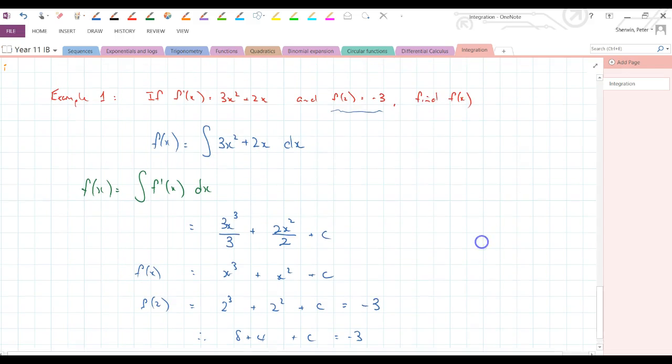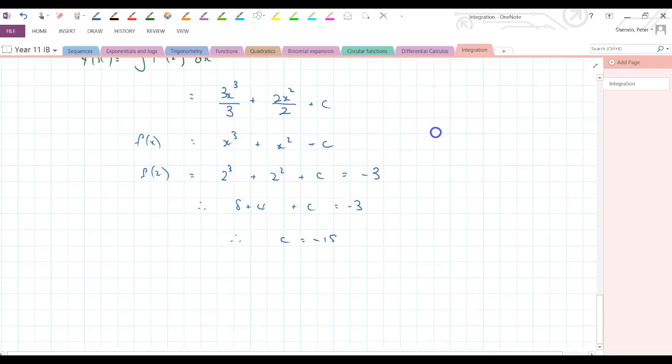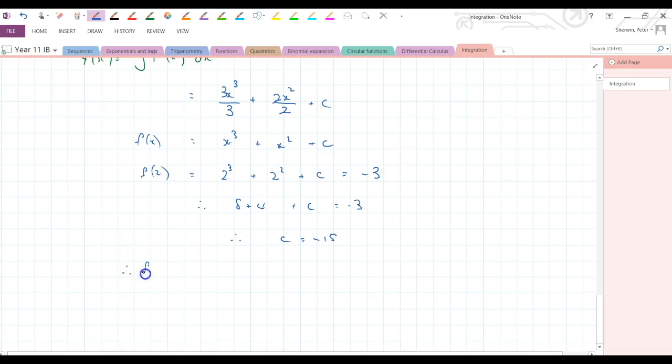So what we're asked to do is find f of x. Therefore f of x is equal to, going back up here, x cubed plus x squared, and now we know what c is: it's minus 15. So there's my function of x. Alright, stand by for example 2.